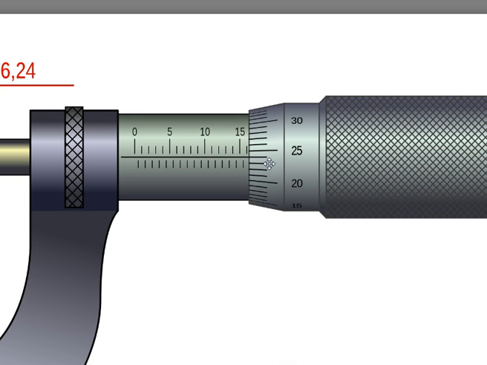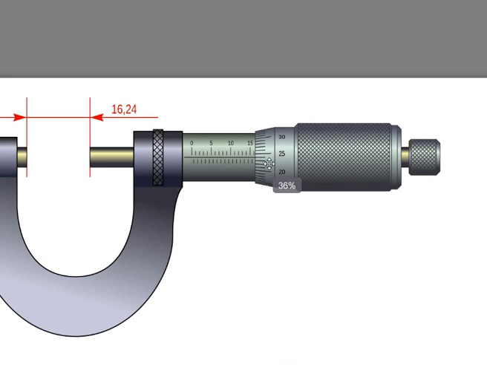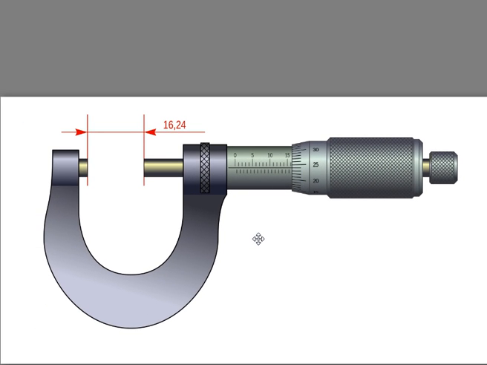Now the total reading is equal to the main scale reading, that is 16, plus the vernier scale reading, that is 24, multiplied by the least count, that is 0.01. So in total this reading will be 16.24. So this is how we take measurements with a micrometer, and this is all based on the vernier principle. I hope this lecture makes you a little bit clear about how to take readings on a micrometer and vernier caliper and what exactly the vernier principle means.